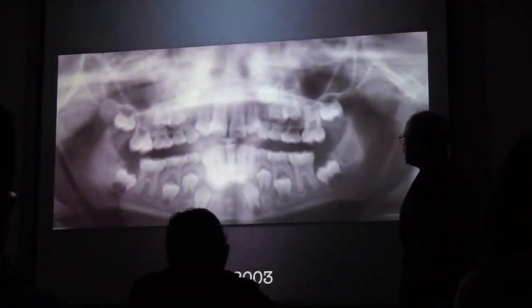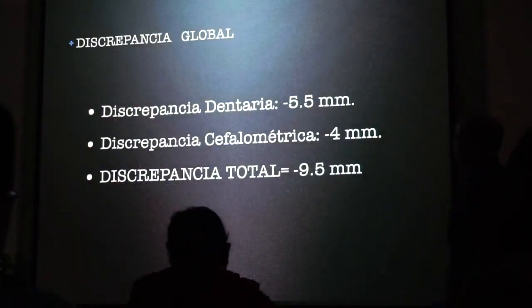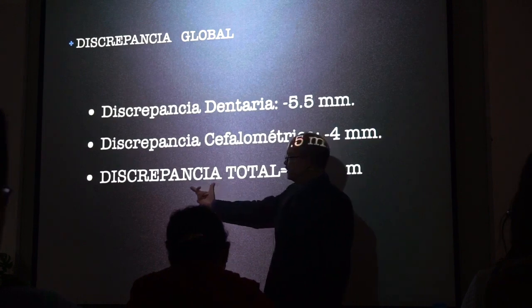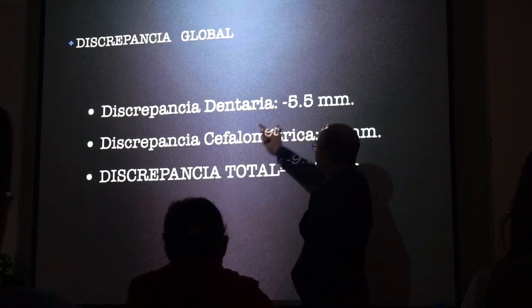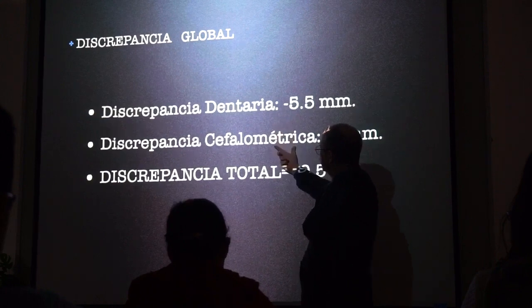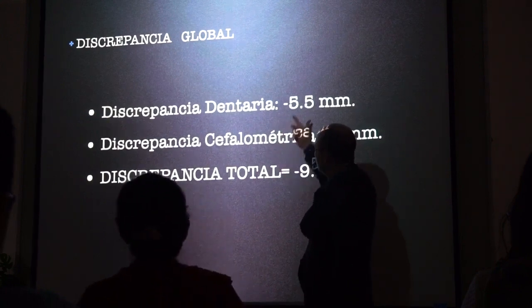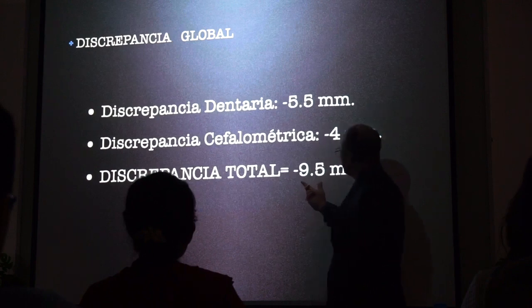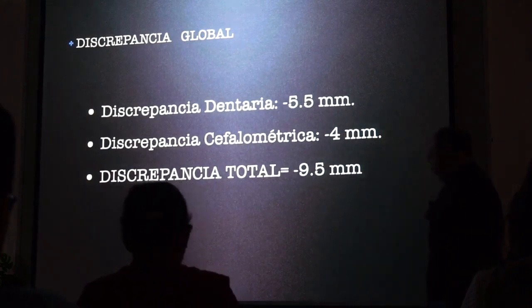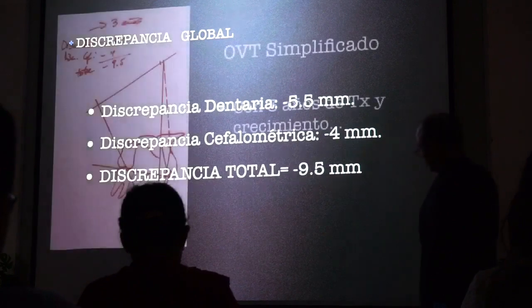So this is the panoramic, so we can try to measure discrepancy. This is dental discrepancy, and this is cephalometric discrepancy. If you add them, you have a total discrepancy. Okay? Remember this concept, it is very important.